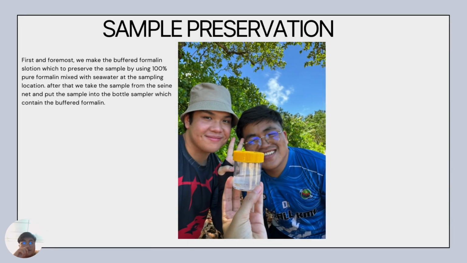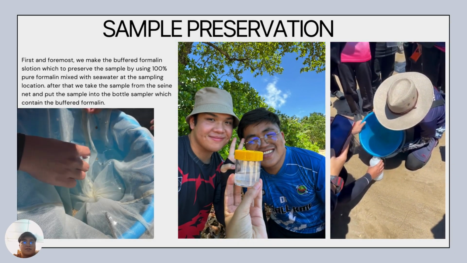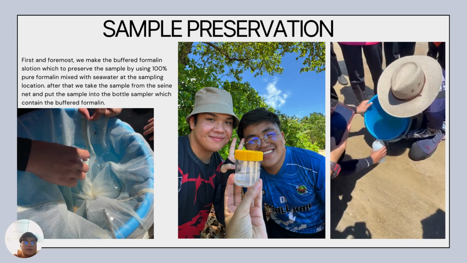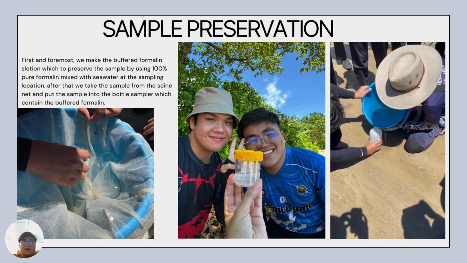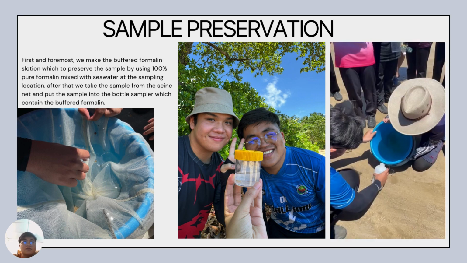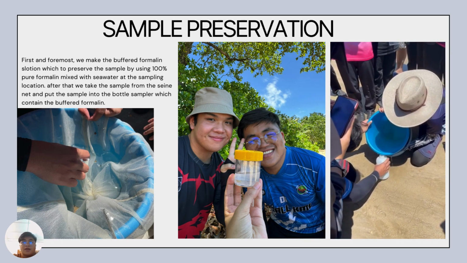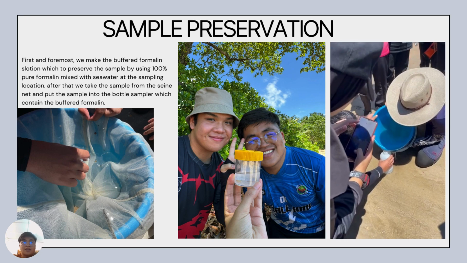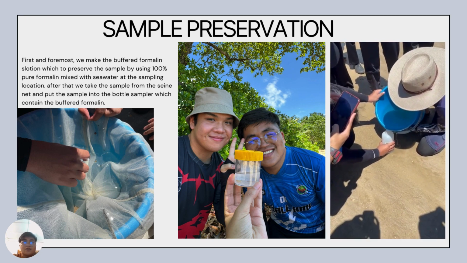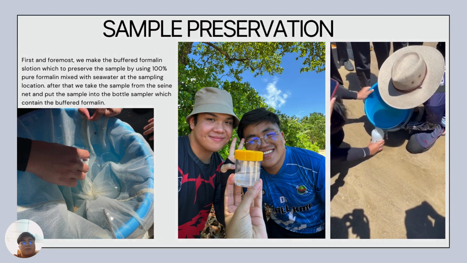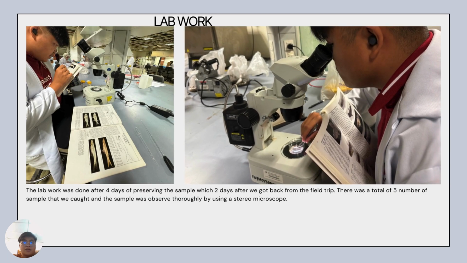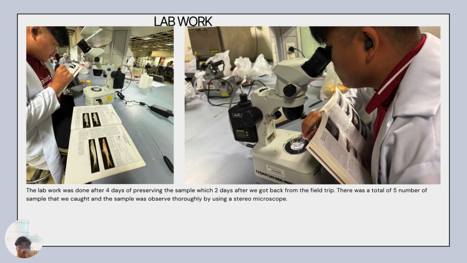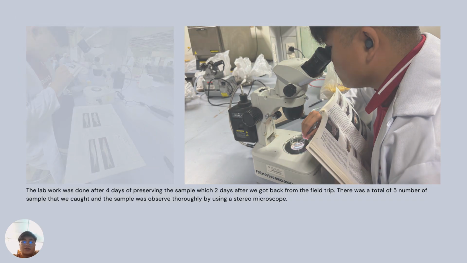Okay, we proceed. For sample preservation, we make the buffer formalin by adding 100% pure formalin into the seawater at the sampling location. After that, we take the sample bottle and put the sample from the scene net into the bottle, which contains buffer formalin. After that, we proceed with the lab work. We use a stereo microscope to analyze and categorize the fish.